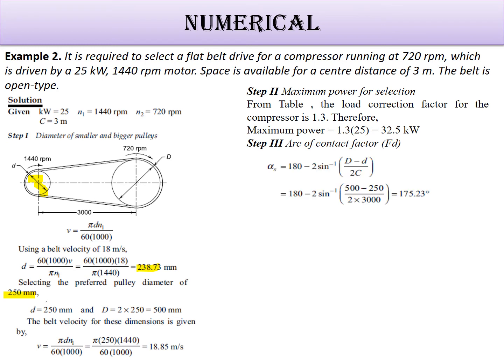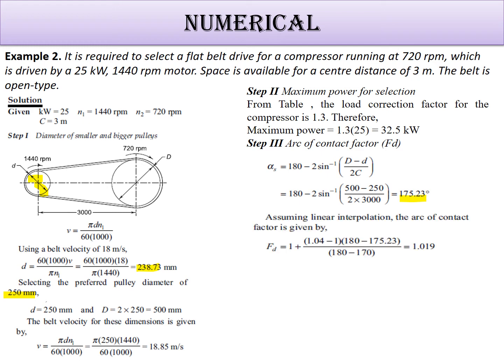And arc of contact is what? Alpha s we need to find out. Based on this, the angle of wrap is known, 170.23 degree. Based on this 170.23 degree, we need to find out the FD value with the help of the table. The value is somewhat different because we have that value for 180 degree, 190 degree, 170 degree like this, but not for 175.23 degree. So for that we are using the linear interpolation method. The linear interpolation method will help us to find out the value of FD. We all know how to find the FD by interpolation.